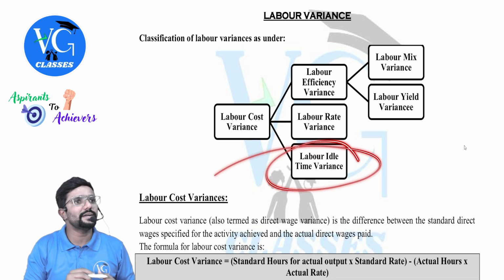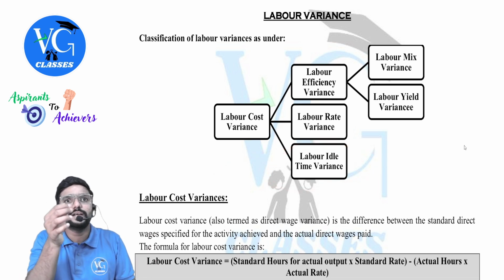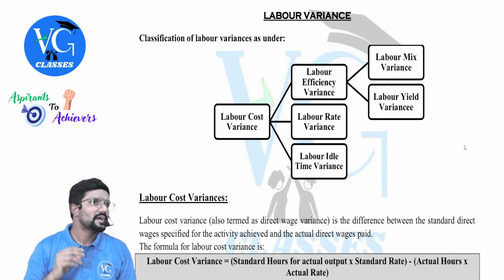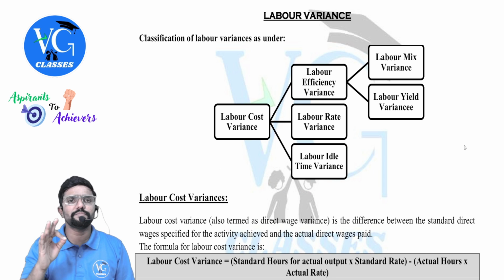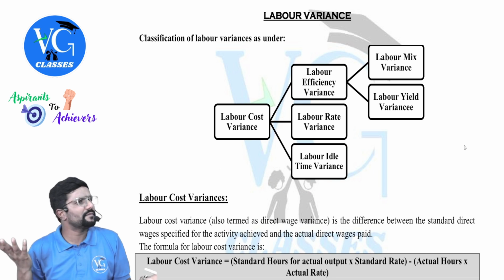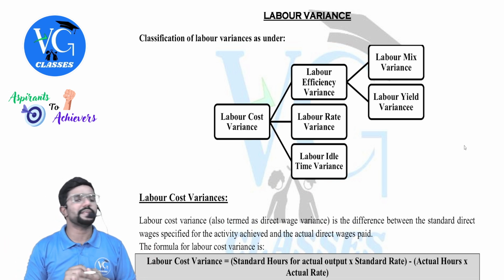Obviously, for idle time there is no productivity, but you are making the payment. What do you get? Adverse variance. Why, guys? Simple. For idle time, payment is made but there is no productivity. So it is always negative for a company, so it is an adverse variance.